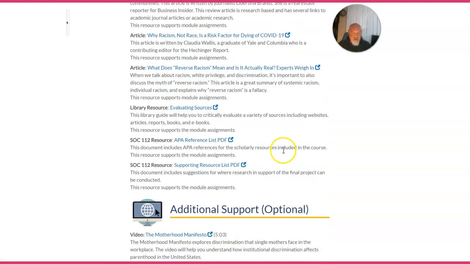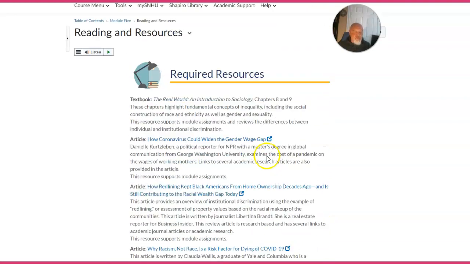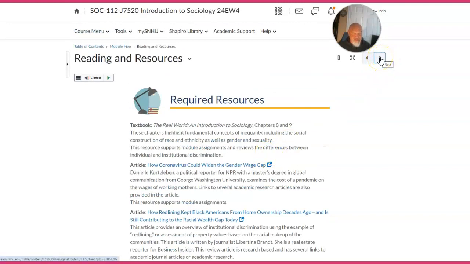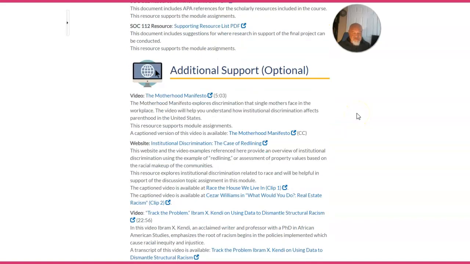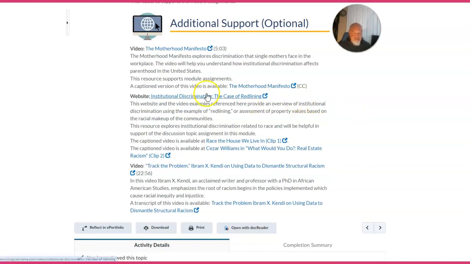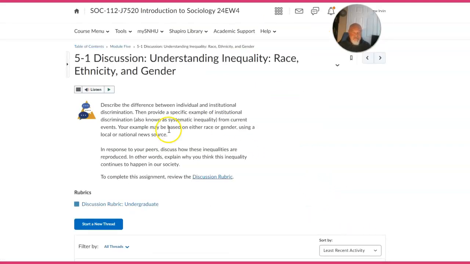We have a number of topics you can cover and a number of resources that you need to use in addition to reading. Please read all of these resources. Here are some, and here's a video or a website which tells you a lot about this issue. Okay. So for your discussion, you're going to discuss individual and institutional discrimination. Please review the material and know the difference.